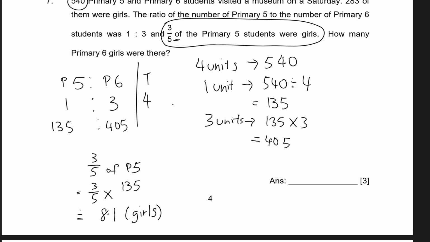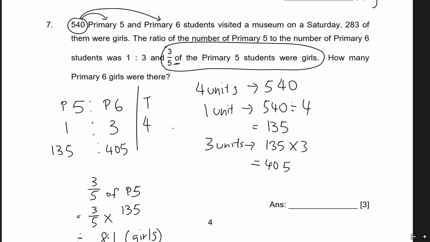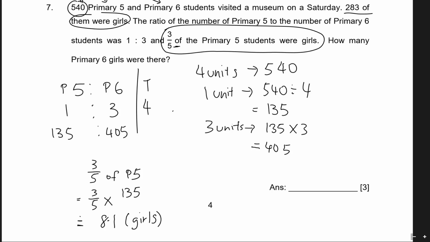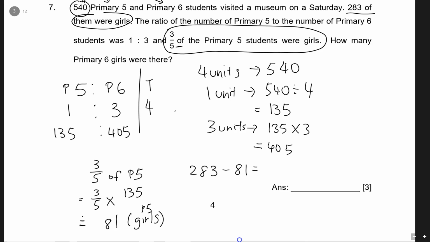Okay, how many P6 girls are there? Don't know, right? But let's fall back on this clue. 283 of them, meaning everybody, were girls. So 283 is for all the girls, P5 and P6. I'm going to take away the 81 girls for P5. This is P5 girls. I will get the number for P6 girls, which will also be my answer as well. 202 as my answer. Okay.